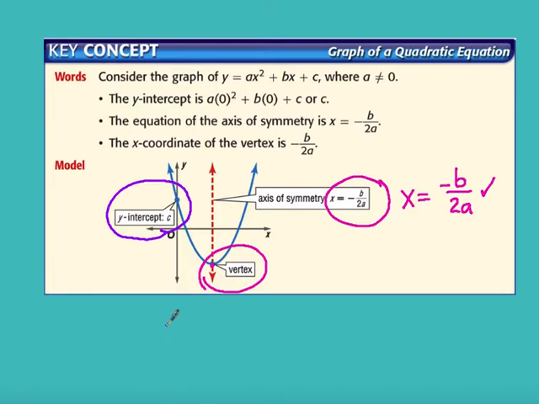Another important place on a parabola is where we cross the y-axis, or our y-intercept. So just like in an equation of a line, y equals mx plus b, that b is our y-intercept. In this case, because it was our constant, our y-intercept is going to be our c. C will be our y-intercept.